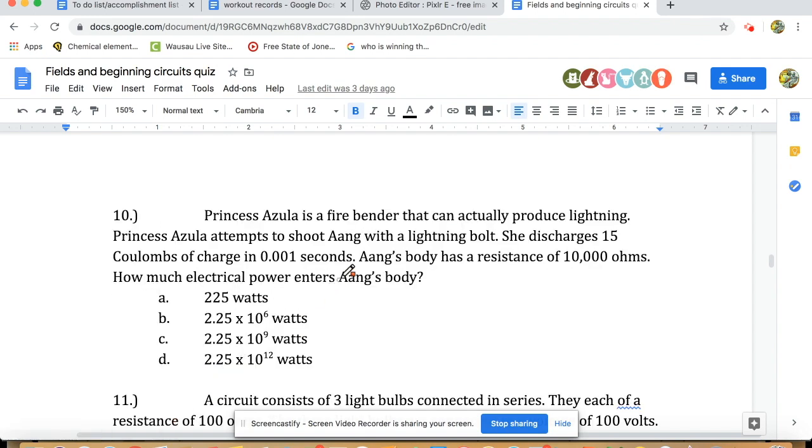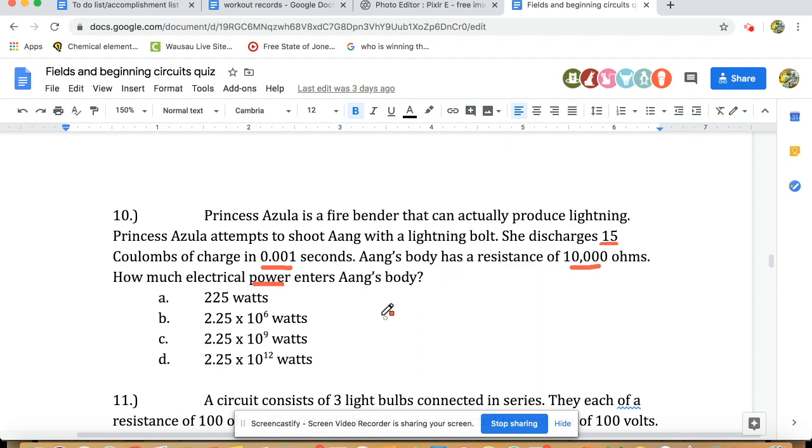Princess Azula is a firebender that can actually produce lightning. She shoots Aang with a lightning bolt, discharges 15 coulombs of charge in 0.001 seconds. Aang's body has a resistance of 10,000 ohms. How much electrical power enters Aang's body?